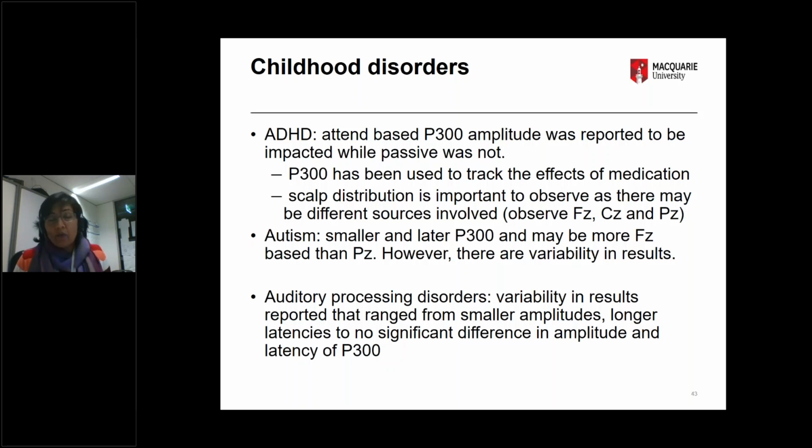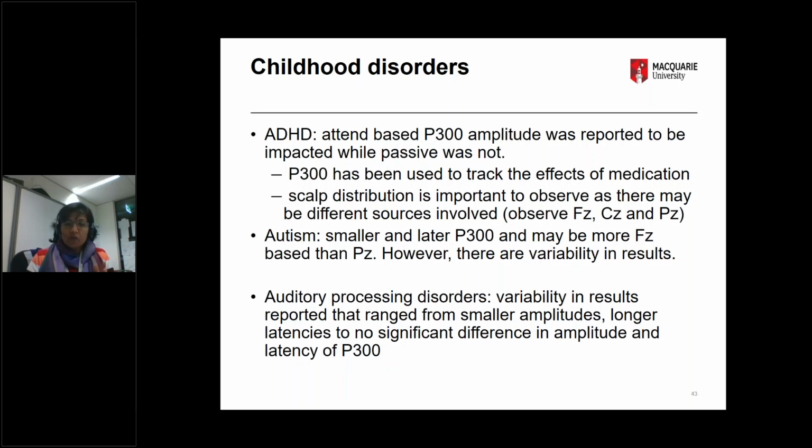P3B is actually more reliable in any case. And if you're not sure, you can always do CZ first and then PZ to see how it's changing. That's another way around that. In autism, P300 has been shown to be smaller and later, but you see this effect more in FZ, so P3A, rather than PZ. But again, there's a huge variability in that.